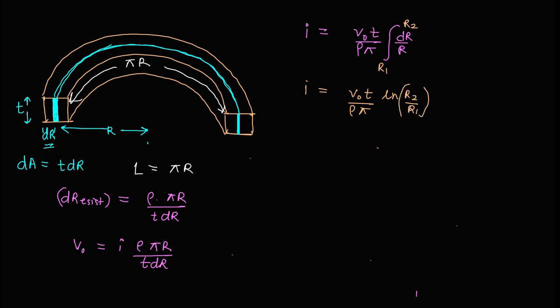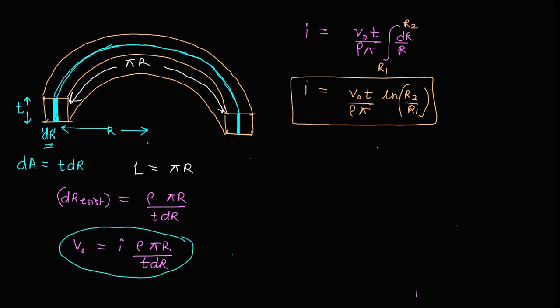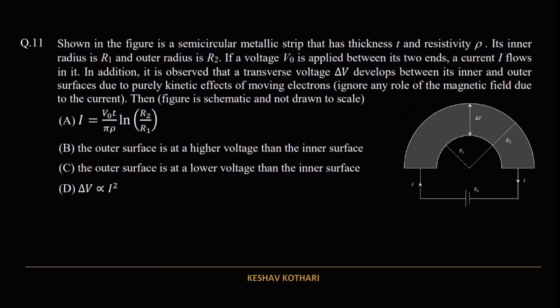So this is the value of current that we have, and this one is also going to be a very important expression. From here we will be using the value of current in a different way. We will be using this expression as well. So over here we attain the value of current that is equal to V naught T upon rho pi ln of R2 by R1, and if we look at the previous page, we can say that alternative A is correct.